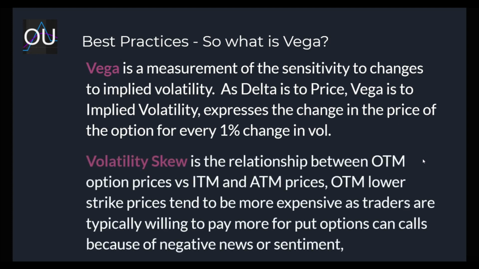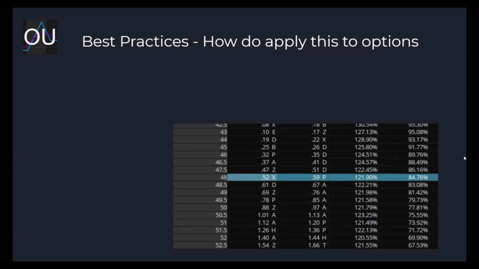So volatility skew, as I mentioned, is a relationship between out of the money option prices versus in the money and at the money prices. So out of the money, lower strike prices tend to be more expensive, as traders are typically willing to pay more for put options than calls, given that negative news or sentiment. Stocks typically can take the escalator up, as we say, and take the elevator down when there's bad news. So people are pricing in that potential for bad news in those options.